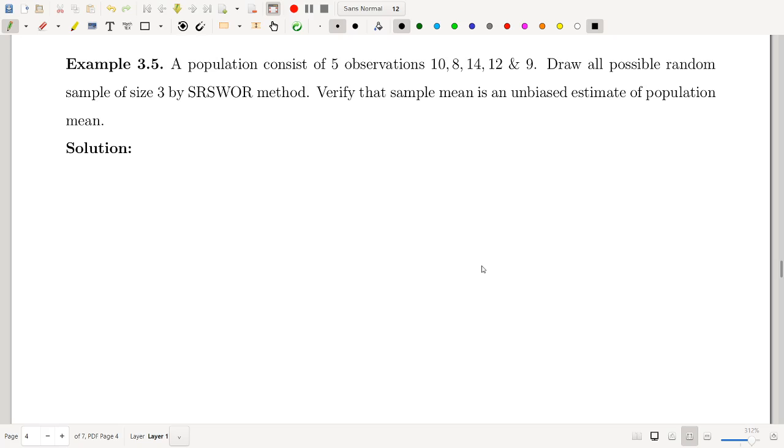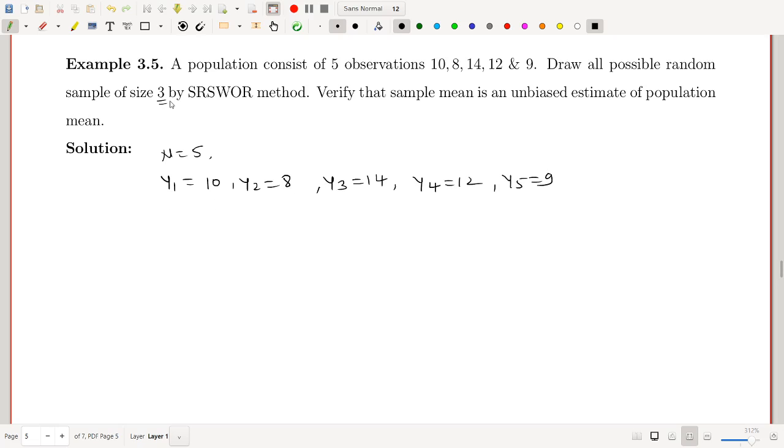Now look at this example. A population consists of 5 observations, means capital N is 5, and the 5 observations are 10, 8, 14, 12 and 9. This means y1 is 10, y2 is 8, y3 is 14, y4 is 12 and y5 is 9. Draw all possible random samples of size 3, means small n is now 3, by SRSWR method.